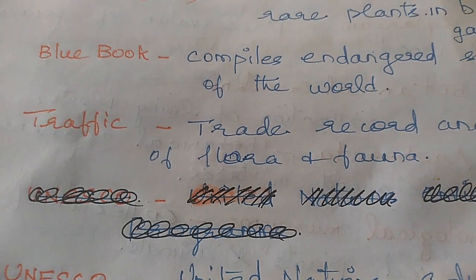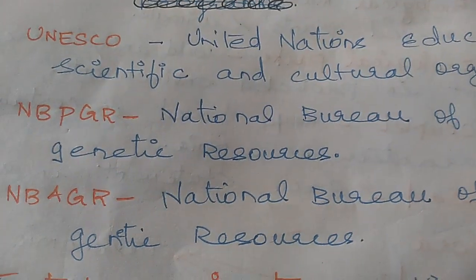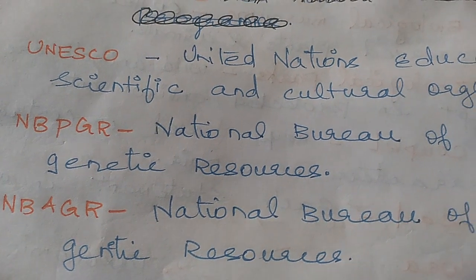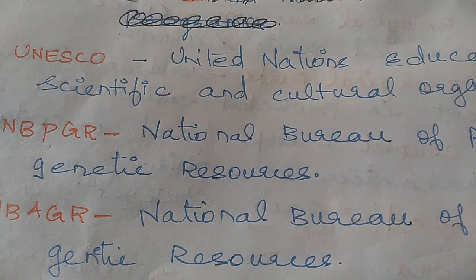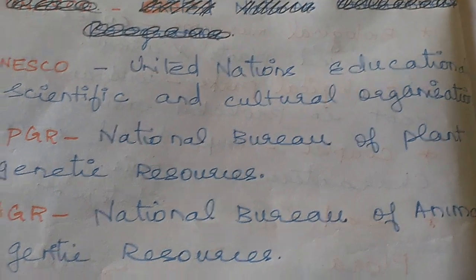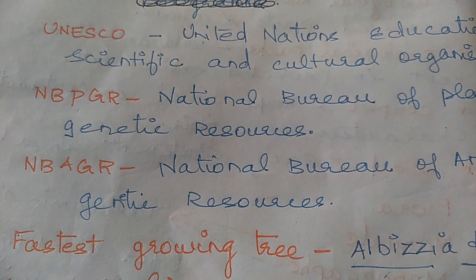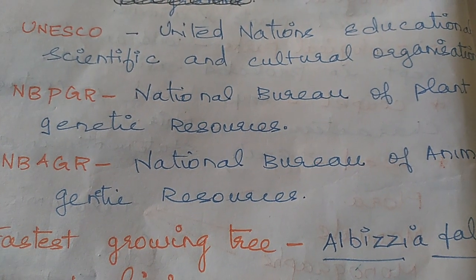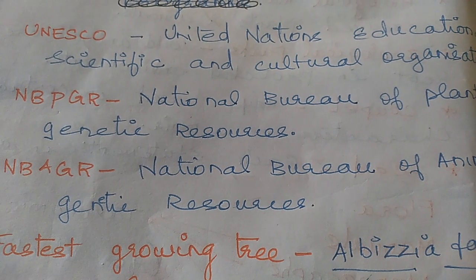in the road. And these are some important abbreviations. So the next one is UNESCO. So you all know about that. United Nations Educational, Scientific and Cultural Organization. And the next one is NBPGR. That is National Bureau of Plant Genetic Resources.